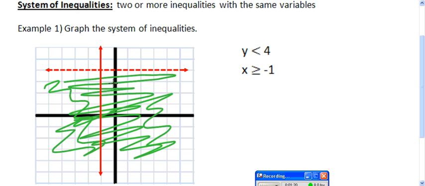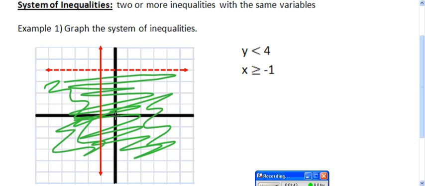The shading cannot be in two different regions. Right now it's in this region and that region. So we need to determine what region the shading belongs in. It would need to work for both equations. So if I use this origin 0, 0, if I plug 0 in for y, 0 is less than 4, true statement. The shading works here.